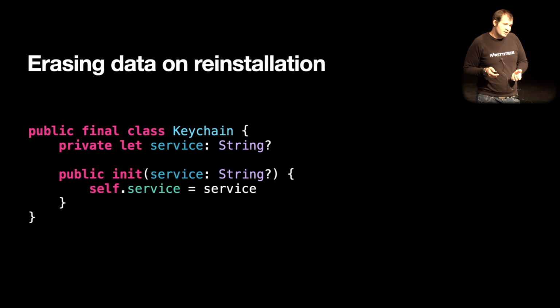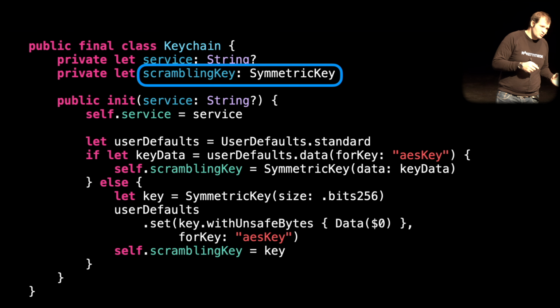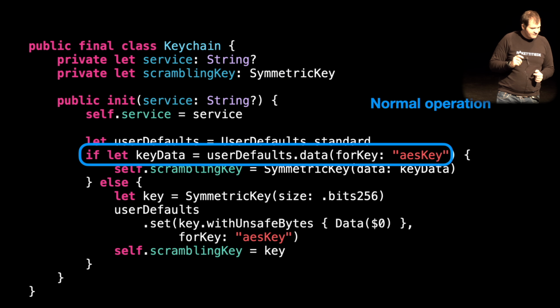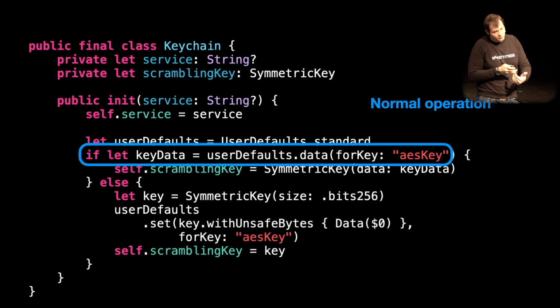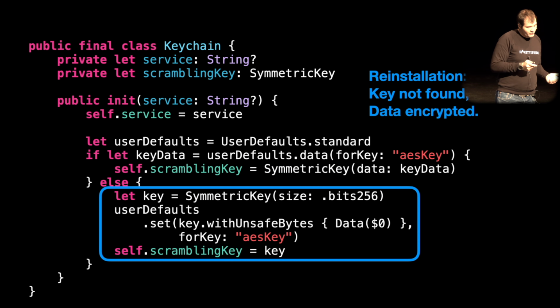Let's do this. Actually it sounds a bit more complicated, but in fact it's really simple. We go back to our initializer, we adjust it again, and we put something like this. We have a scrambling key that has to be initialized on each keychain initialization, and we use it either from the user defaults or we create one. So if the key is available, that means that we are running normal operation. There is no reinstallation event in between the keychain initializations, and we just use this key further, and the data will be available with that key. It will be decrypted. But if there is no key available, we create a new one. This will create a new key for you, which is cryptographically secure.